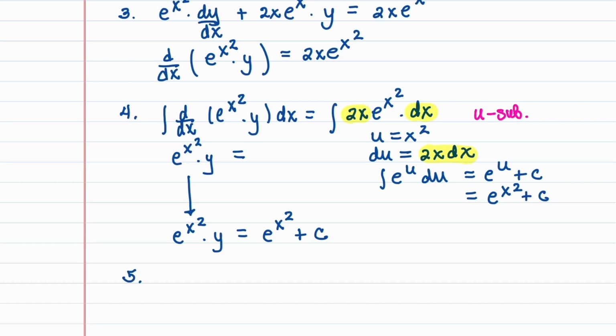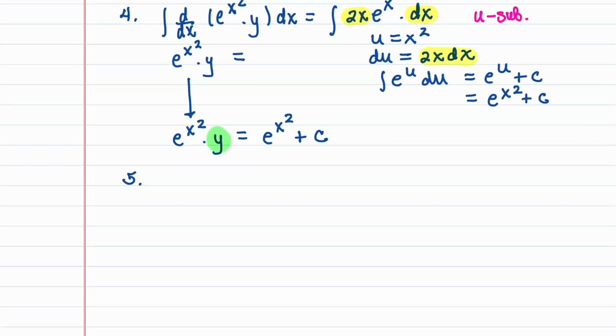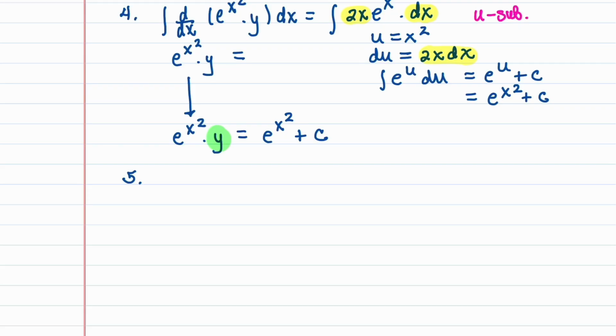In step 5, we are going to solve for y. Let's go ahead and highlight that. It's right there. Let's divide both sides of the equation by e to the x squared, and that gives us y is equal to 1 plus c divided by e to the x squared.